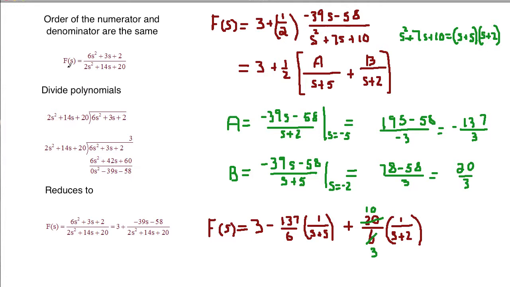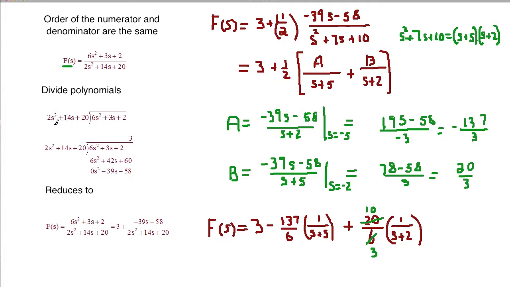And here I have the function F of s, and F is equal to 6s squared plus 3s plus 2, which is the numerator, divided by 2s squared plus 14s plus 20, the denominator. So both the numerator and the denominator are second order polynomials. So what I do is a polynomial division, an exercise which we have spent quite a bit of time on.